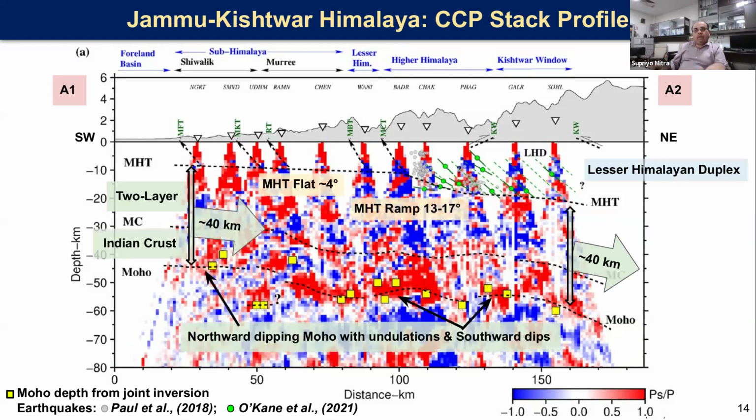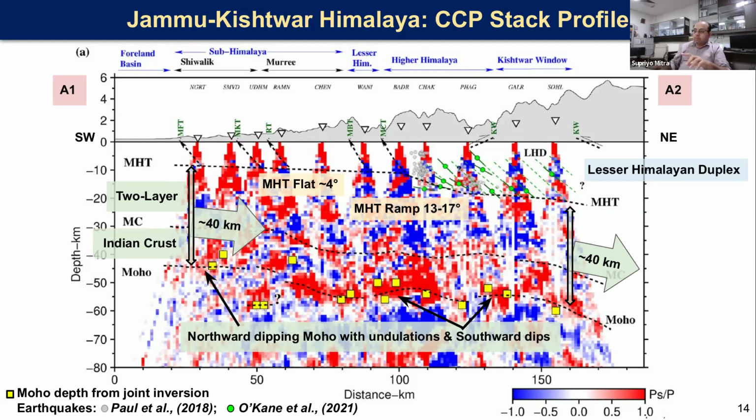What you see is a two-layer Indian crust, which is under thrusting the Himalayas from the left to the right, which is about 40 kilometers thick. What you also see is that the MOHO has an overall northward dip with certain undulations underneath the higher Himalayas and with southward dips in certain sections.